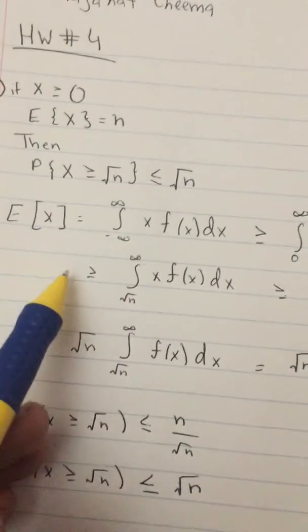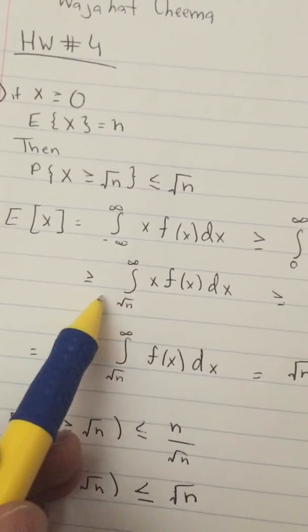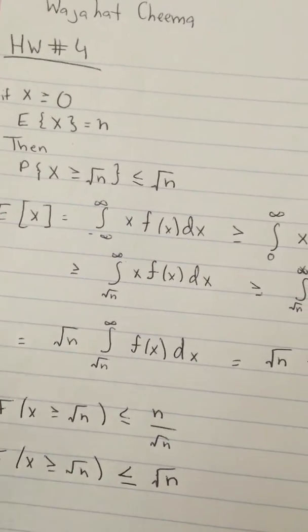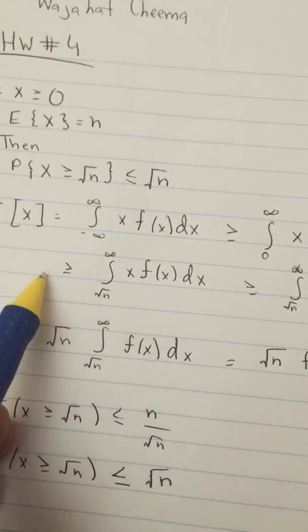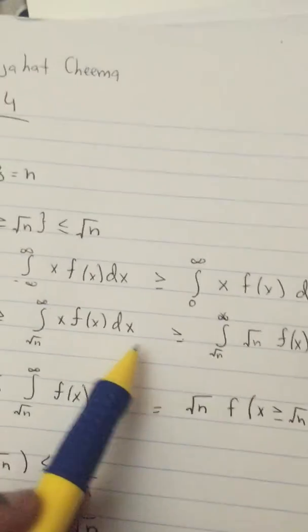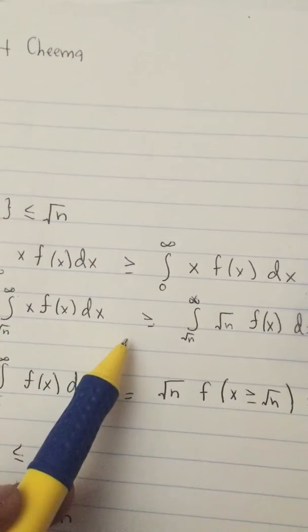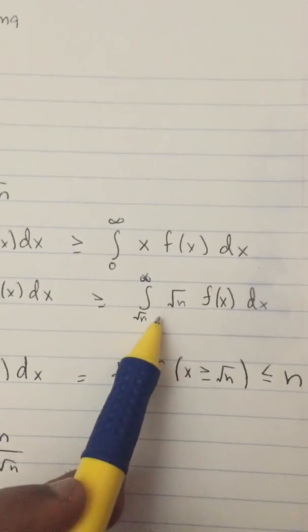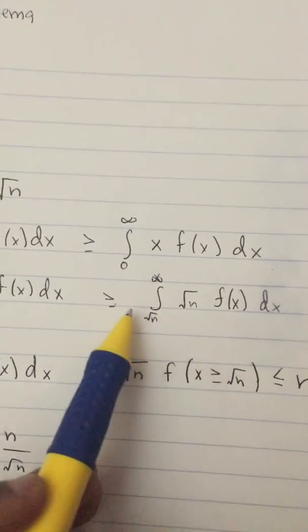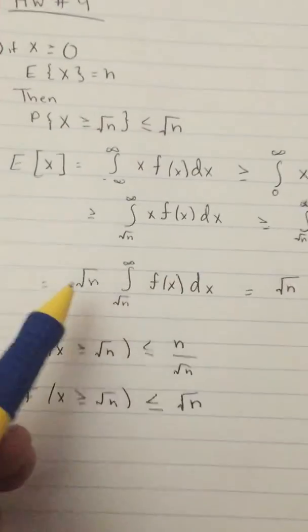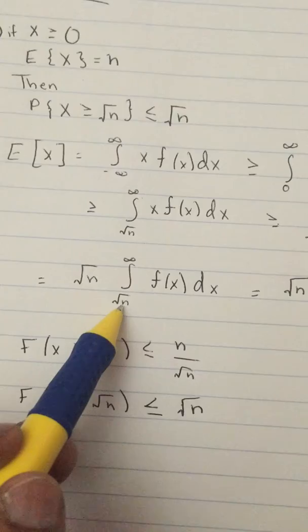And then further on, we're going to swap out the 0 bound with a square root of n bound. Square root of n is a constant, so it would definitely be smaller since it's a smaller bound. The area would also still be smaller, x f of x dx. And we'll say that x is greater than or equal to the square root of n, so the area of this integral will be greater than or equal to the area of the integral before. So we can take out the square root of n since it's just a constant.